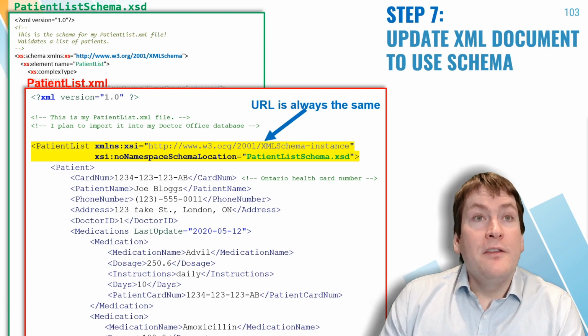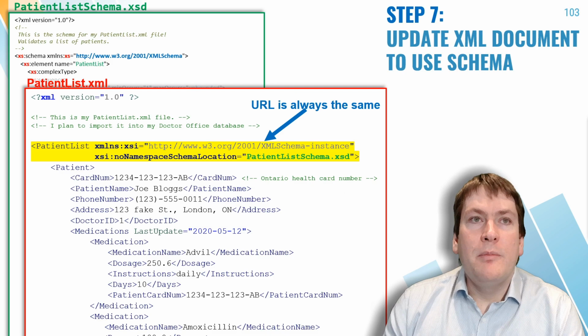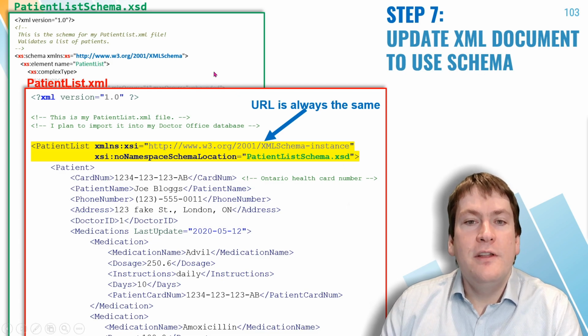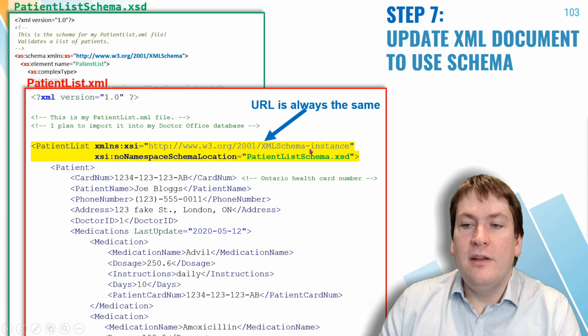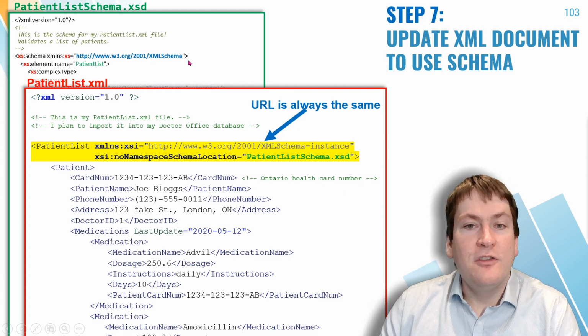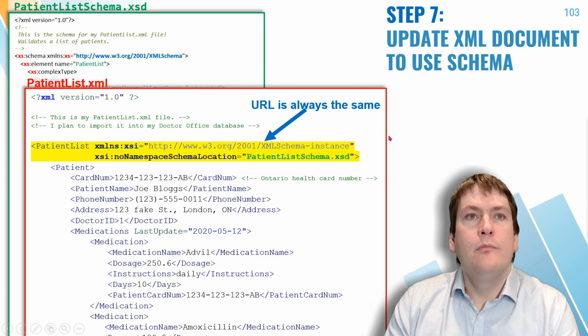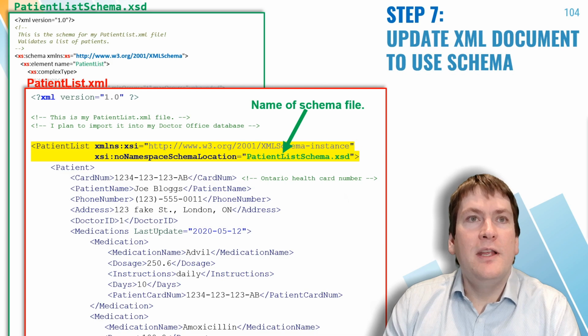So the URL is always the same, this w3.org URL. So whenever it's a schema instance, it's going to be this URL, and this URL is different than the URL we're using for the schema, so keep that in mind. This one is -instance, while this one is just XML schema. So this one means I'm a schema, this one means I'm following a schema. And the name of your schema file.